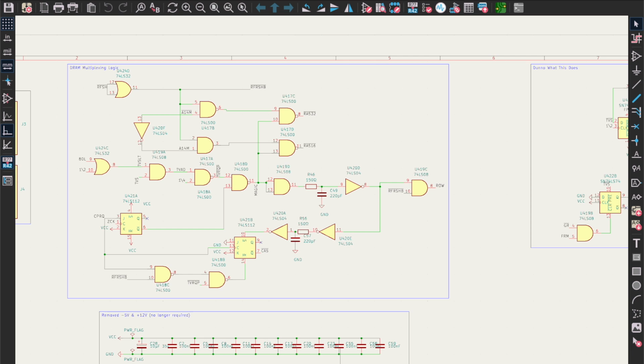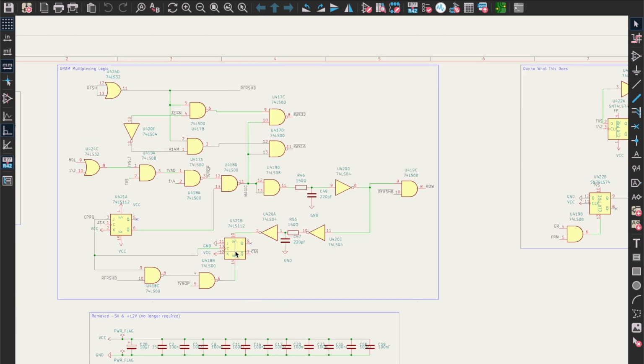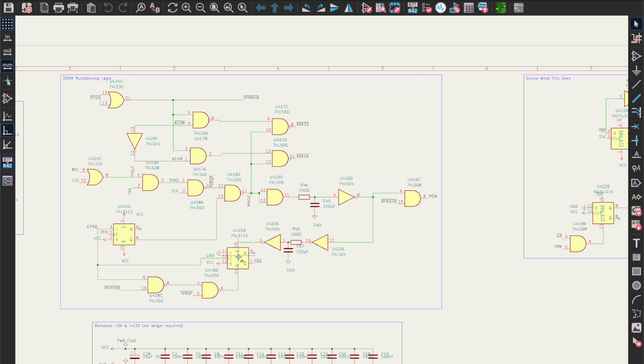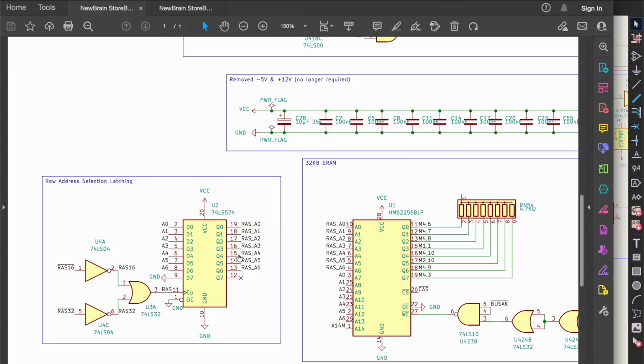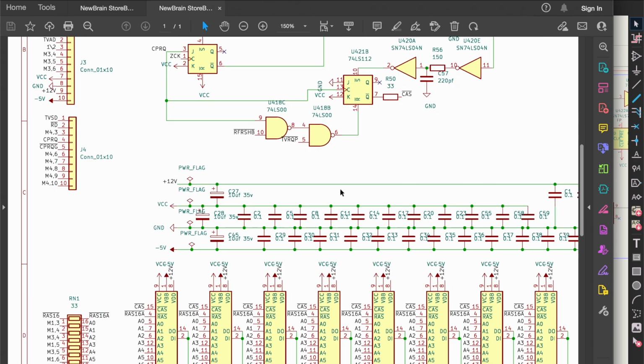I thought this might be a bit interesting. I'm just working on this Grundy NewBrain store board. The store board is what they call the RAM board in the Grundy NewBrain. I'm going through trying to design an SRAM version. I thought it might be interesting to go through my logic, what I'm trying to do anyway.